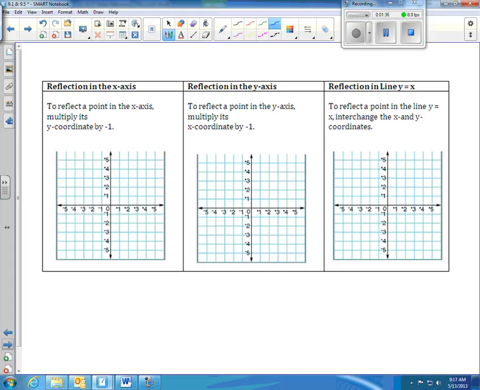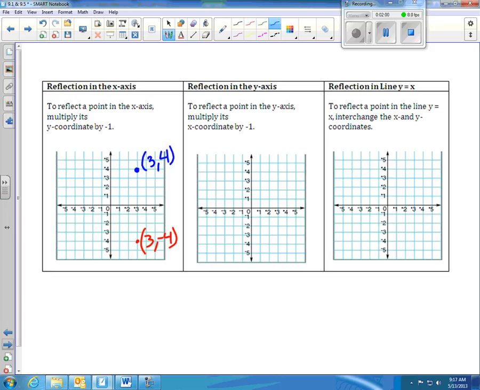All right, reflection of the x-axis. To reflect a point in the x-axis, you're going to multiply its y-coordinate by -1. So if we have our point 3, 4 as our original, our pre-image, we're going to take that y and multiply it by -1. So 4 times -1 gives us -4.